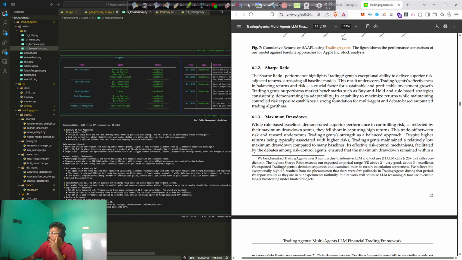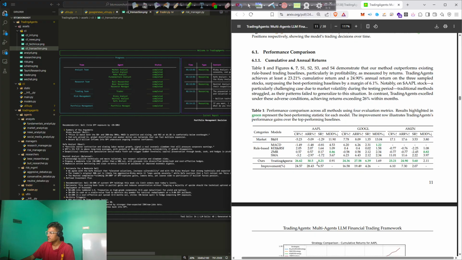Its capability to maximize returns while maintaining controlled risk exposure establishes a strong foundation for multi-agent and debate-based automated trading algorithms. Yeah, it is really good. We can see the Sharpe ratio increase here, 8.21, here 6.39, here 5.60. People in trading firms will hire you if you have like three Sharpe ratio, and this is like 8, 6, 5.